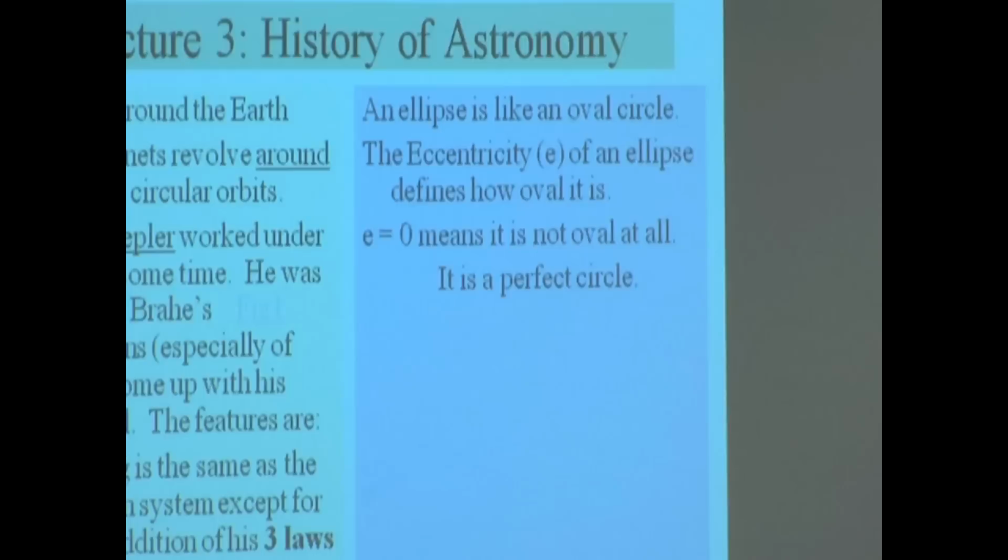As the two foci get almost infinitely far apart, you basically have a straight line, and the eccentricity is 1. So an ellipse is like an oval circle. The eccentricity of an ellipse defines how oval it is. Eccentricity 0 means it is not oval at all, so this one is a perfect circle. Eccentricity 1 means it is a very elongated oval, therefore a straight line. So it would be kind of like this, taken to its limit.